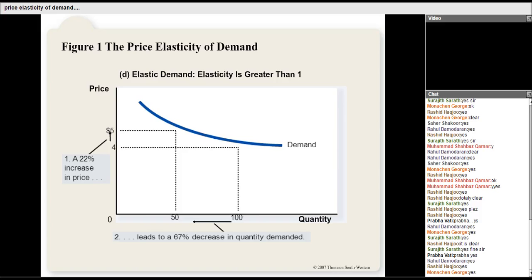Sorry, I made a mistake. I'm taking my words back. If the demand curve is getting more horizontal, it means that it is elastic. And if the demand curve, which is in blue color, you can see, is getting more vertical, it means it is inelastic. Okay? Clear?